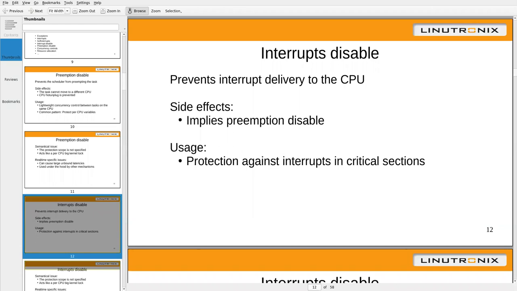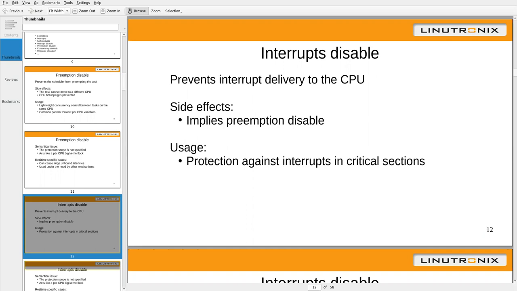So interrupt disable is very similar to preemption disable. It just is a little bit more heavyweight. It also prevents interrupt delivery to the CPU. It's strictly per CPU as well. So other CPUs can handle interrupts at that point, but not the local CPU on which the task disabling interrupt delivery runs. As a side effect, it implies preemption disable, with all the problems preemption disable has.